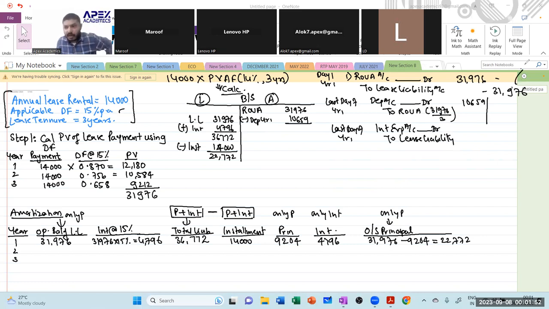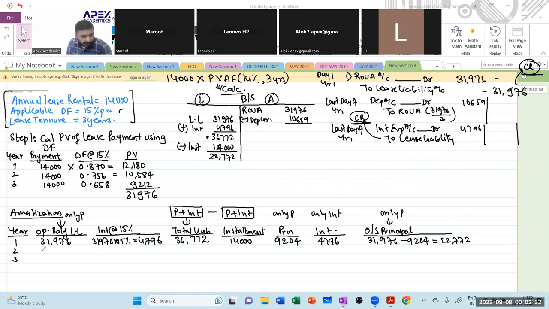Lease liability in itself has what balance? Credit balance. Here again, I am increasing its credit balance. So because of this interest expense of the first year, which is 4,796, should my lease liability increase or decrease? It should increase. Liability has a credit balance. I am crediting my liability further. So will my liability balance increase? Yes, sir. Look here, it has increased. The liability has become 36,772. Pure accounting: credit, higher credit. Are you with me on that? Yes, sir.